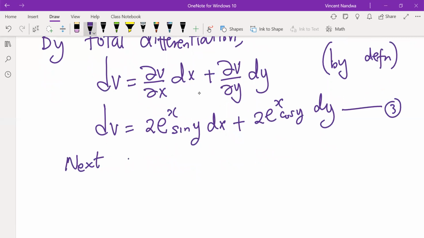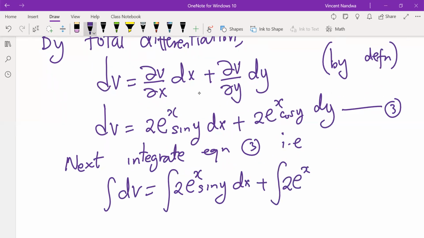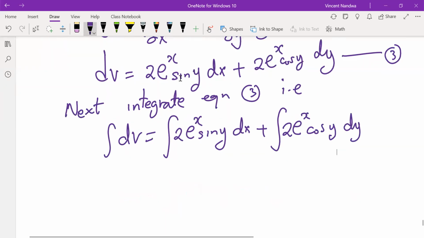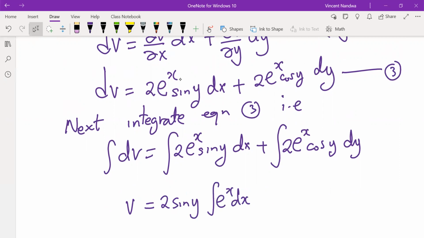Next, integrate equation 3. That is integral of dv equals integral of 2 e raised power x sine of y dx plus integral of 2 e raised power x cos of y dy. Now, for this first one, this will give us v. We are integrating with respect to x, so I can factor out 2 sine y. This other one is with respect to y, so I can factor out 2 e raised power x.